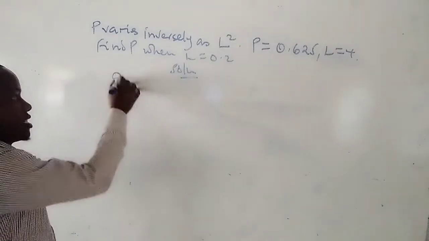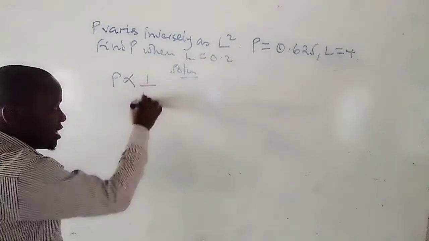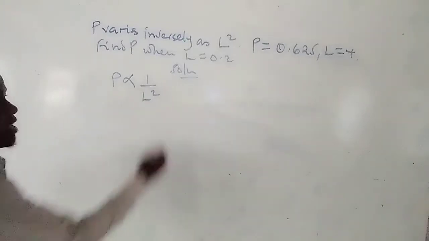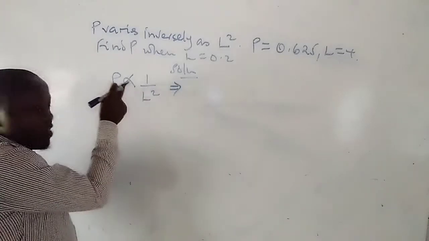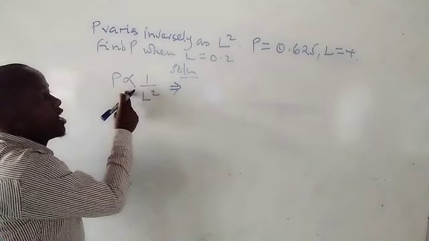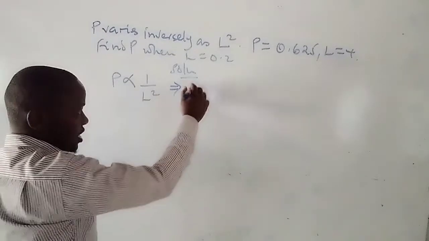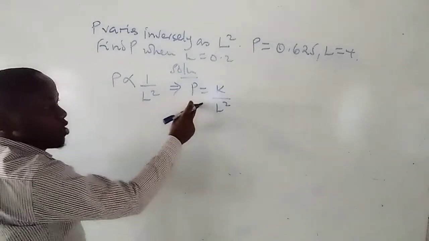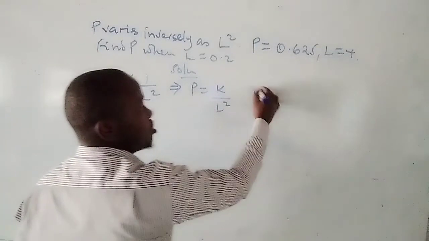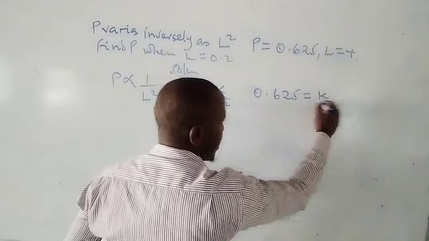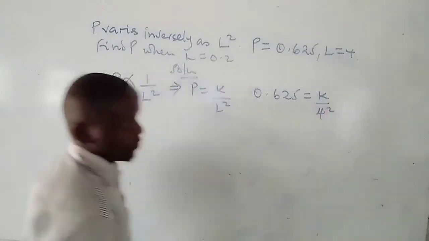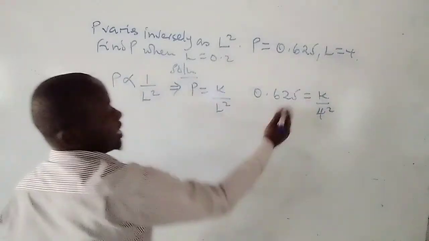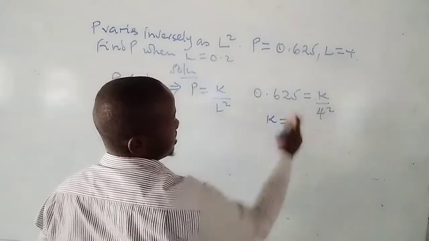Therefore, we can write that P varies inversely as the square of L. Implying that we can do away with the constant of proportionality and introduce an equal sign and another constant. So P is equal to a constant K all over L squared. Now because P is 0.625 when L is 4, we can square the 4 like that.